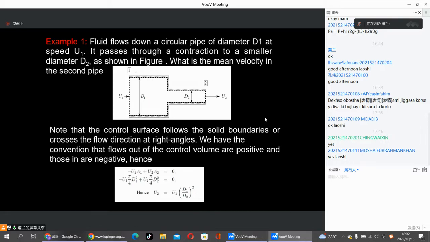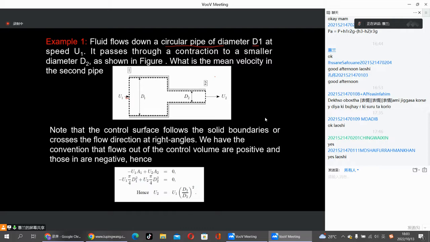You see, we have this circular pipe, okay? And the diameter at section 1 is D1, and the speed is U1, and also the speed is perpendicular to the section. And it passes through a contraction. That means the pipe contracts to a smaller pipe. We need to calculate the mean velocity in the second pipe.